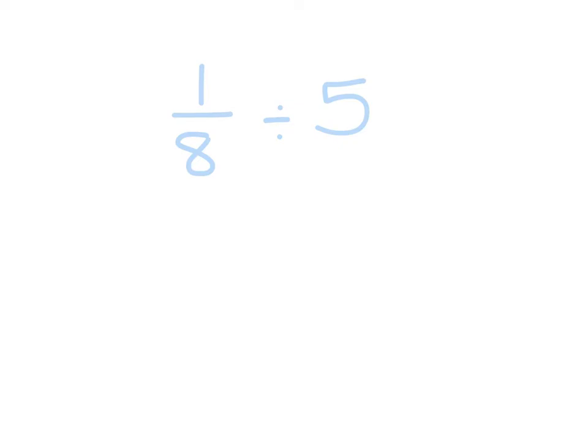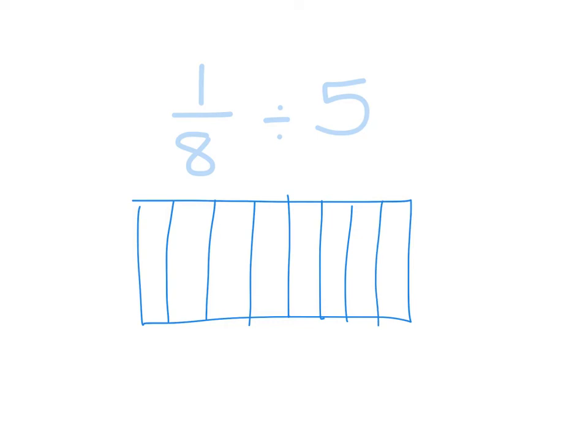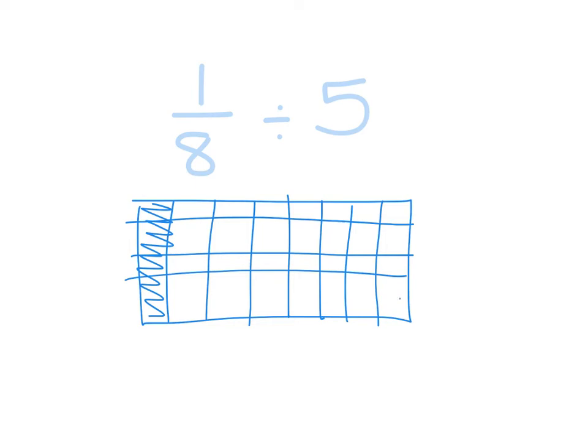Now let's try 1/8 divided by 5. So now I'm going to draw my 1/8, 7 lines will get me 8 pieces, and they don't have to be perfect. So now I've got 1/8 right here, and I want to divide it into 5 even pieces. 1, 2, 3, 4 lines. We'll divide it into 5 pieces. There's 1, 2, 3, 4, 5.